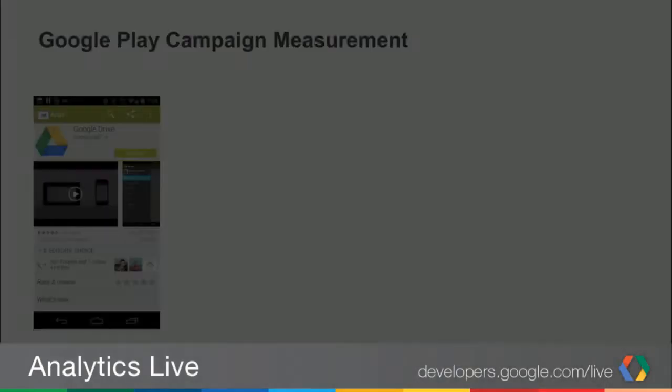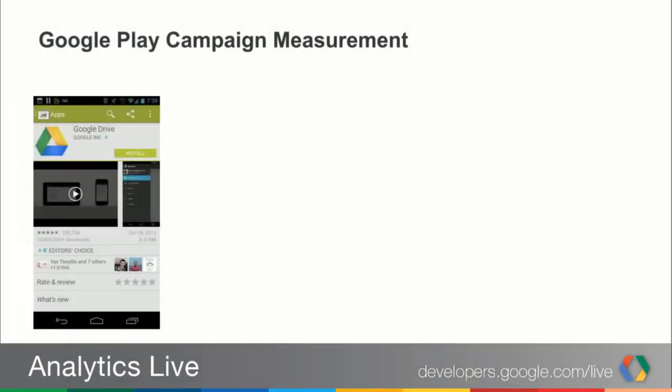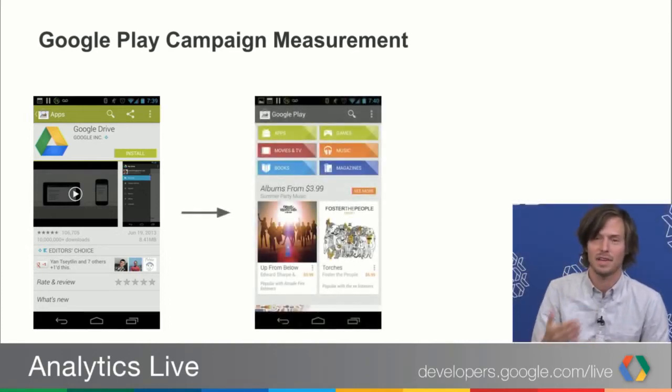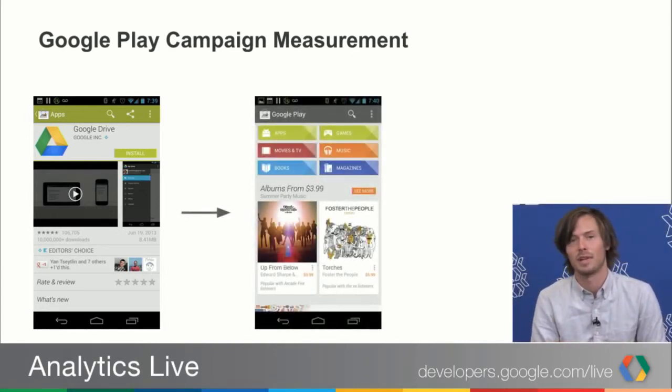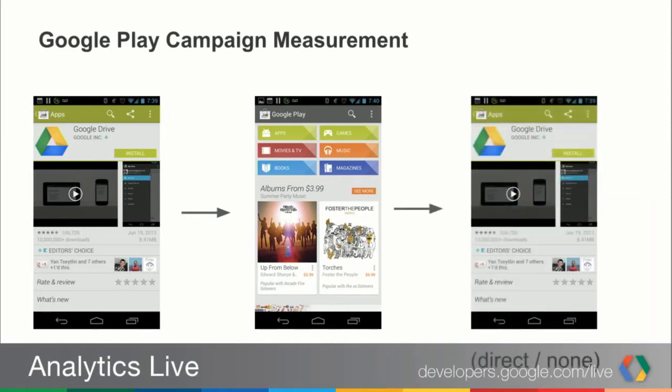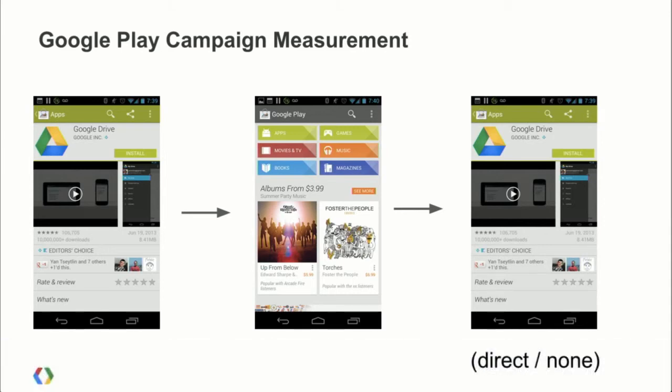The tricky part comes when users move away from that page. For example, if they go out to the Google Play homepage and then they navigate back to your app download page and then install, the refer information is gone at that point. So that install is going to be attributed to direct/none. And that's just kind of the way it works on Google Play Store at the moment.